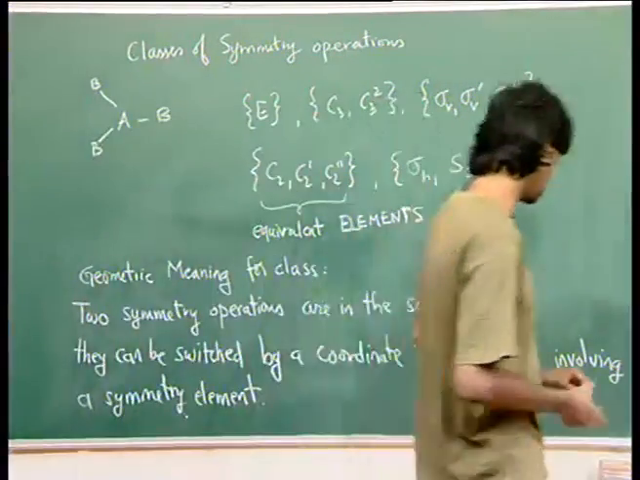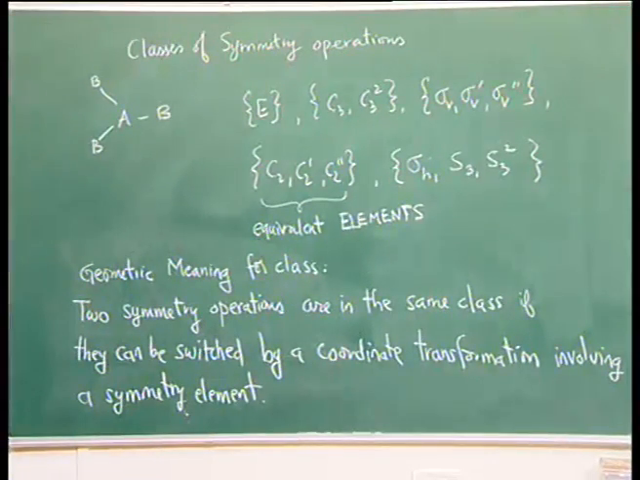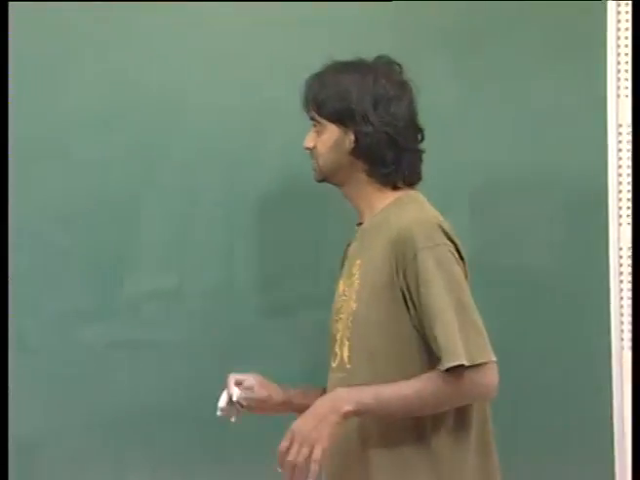Okay. So, this is the geometric meaning of class. Two symmetry operations are said to be in the same class if they can be switched by a coordinate transformation involving a symmetry element. Okay, and I will illustrate this again.